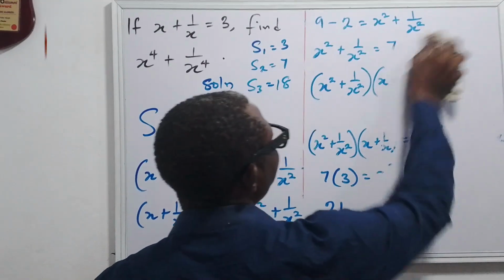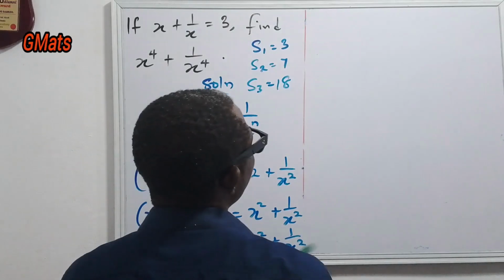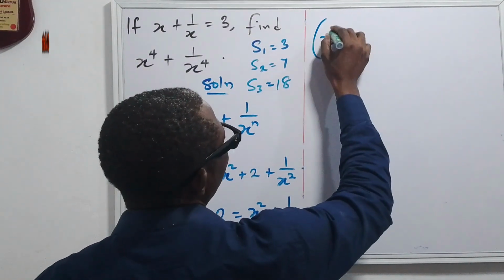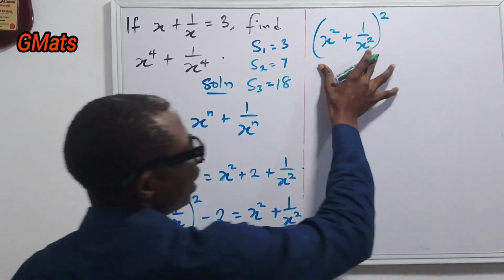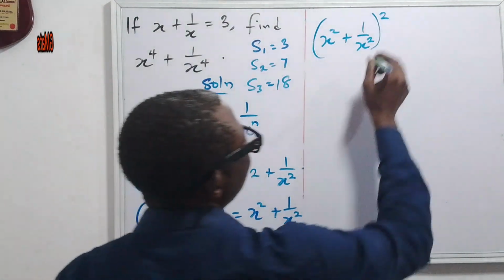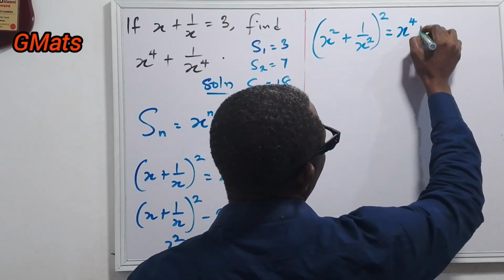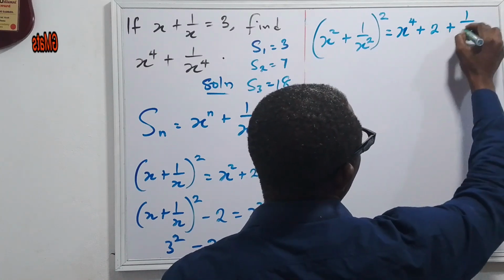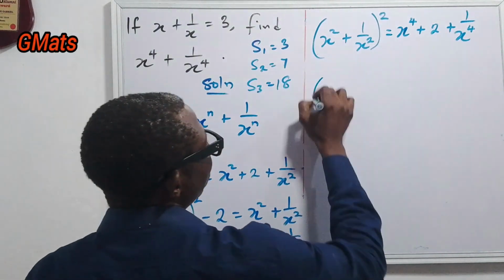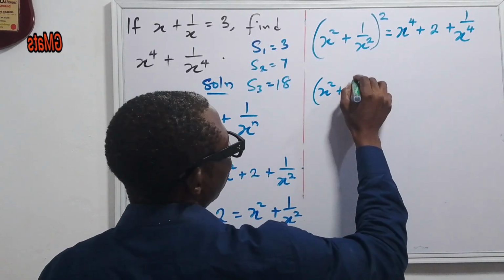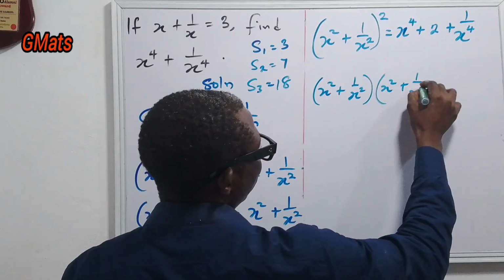All right, now the last stage, that's S4. We are going to make use of x squared plus 1 over x squared raised to the power of 2. Now let's expand here and see what we're going to have. When you expand this, we're going to have x raised to the power of 4 plus 2 plus 1 over x raised to the power of 4. Do you want to confirm that? Okay, let's see. x squared plus 1 over x squared times x squared plus 1 over x squared.